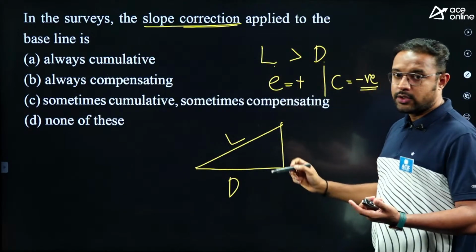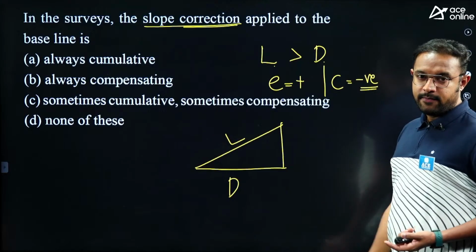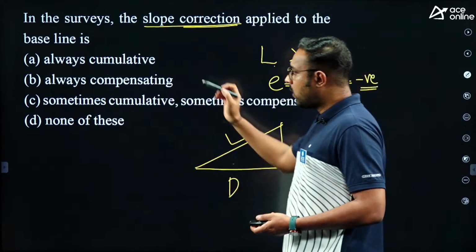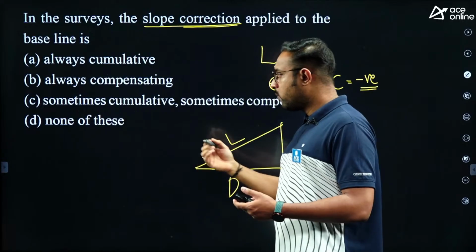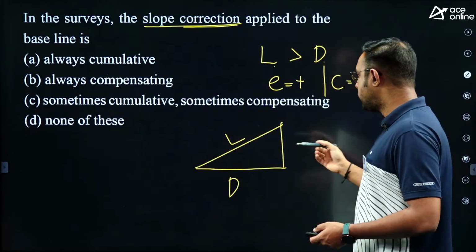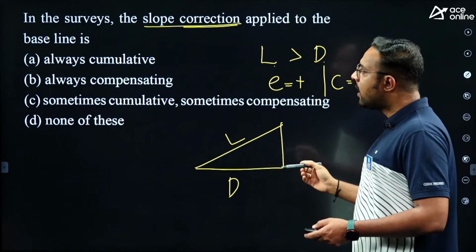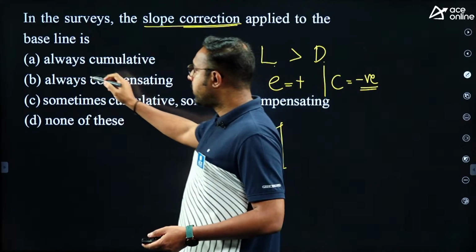Let us see what they are asking. The slope correction. Correction is what? Negative. Okay, let us look at the options. It is always cumulative, right? Yes. Always compensating? Not really. It is cumulative error only. Sometimes cumulative, sometimes compensating? Not really. None of this. The answer is it is always cumulative.